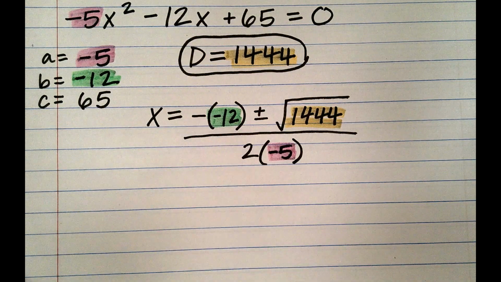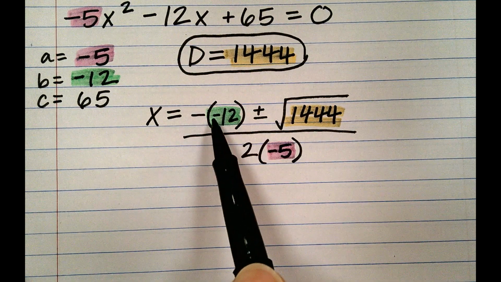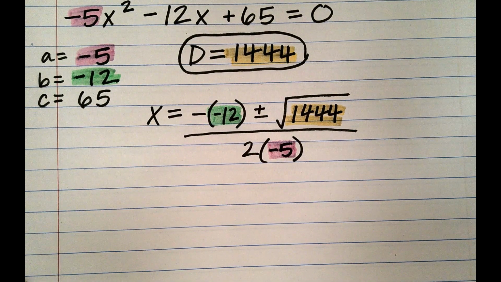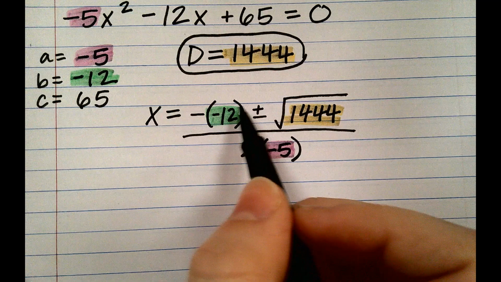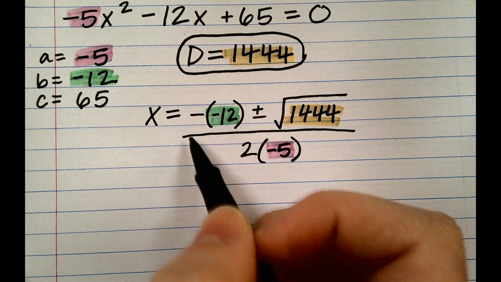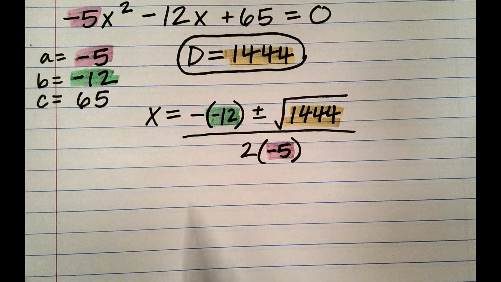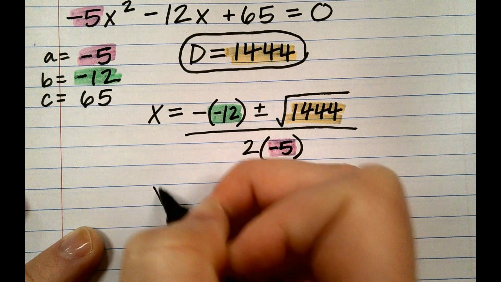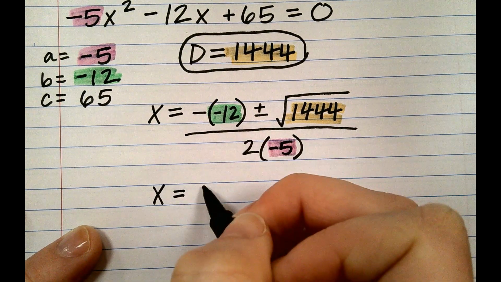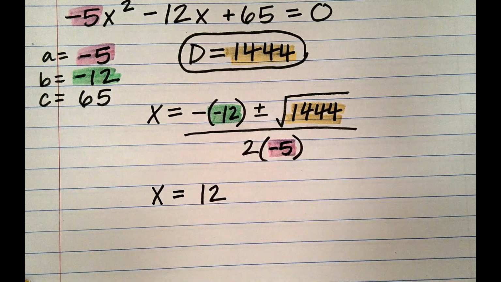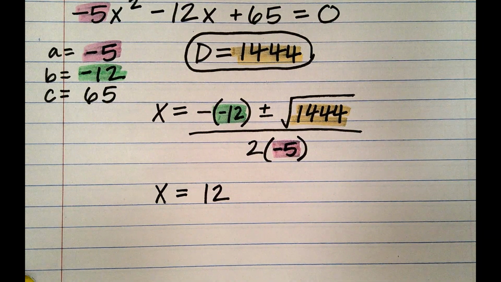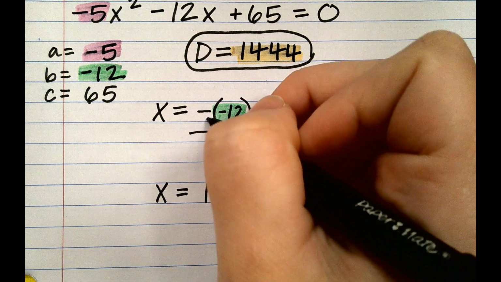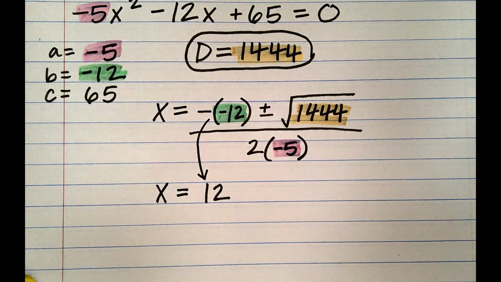So first what I would look at is my negative 12. What does this become? Positive 12. It's like we're distributing the negative. We could also think of this as negative 1 times negative 12. This becomes positive 12. So below this, I'm going to write x equals positive 12. The negatives cancel. That little arrow shows where that came from.